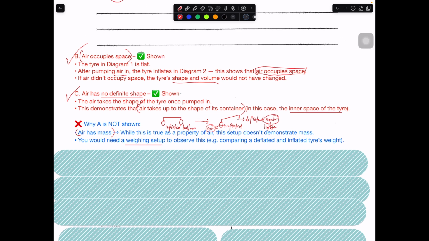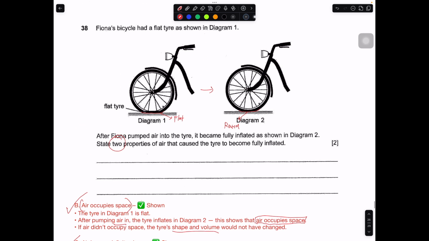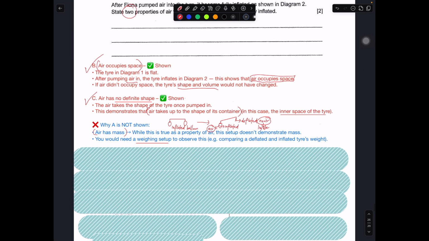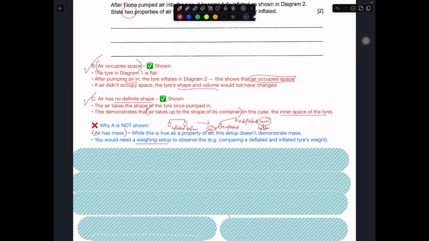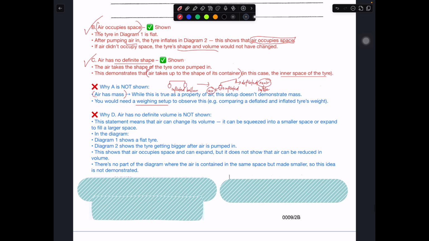So in this case, this setup doesn't show you that air has mass, even though air has mass. Okay, another thing that I think most people confuse is the idea of having no definite volume. This is not shown over here. Why is it not shown? Because air has no definite volume.